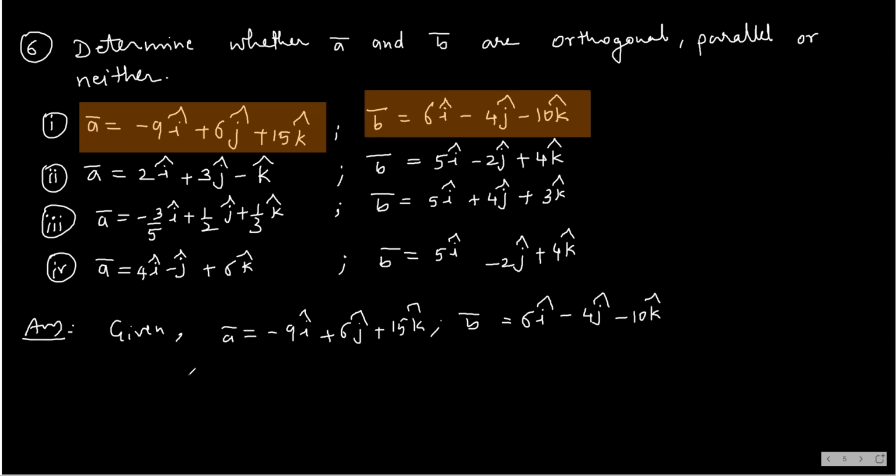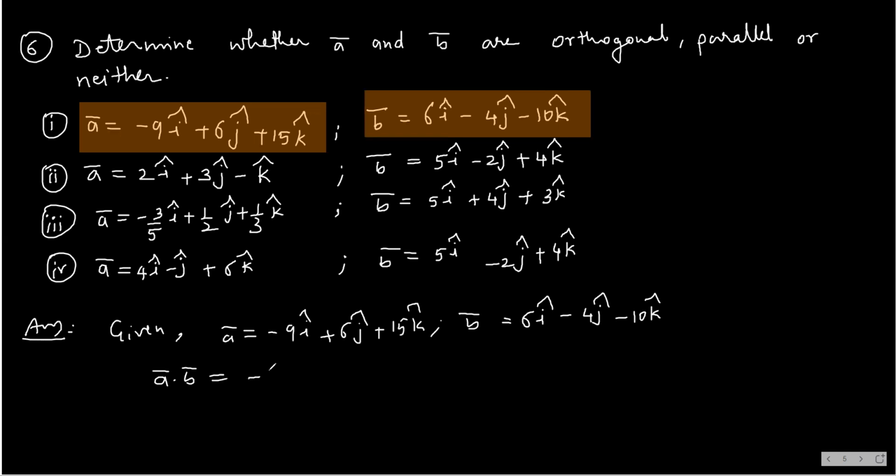What I will do next, I'll find out A bar dot B bar. First thing you will do is find A bar dot B bar. Why? Because I know if A bar dot B bar is 0, then I can say the two vectors are perpendicular to each other. So let me find out A bar dot B bar.